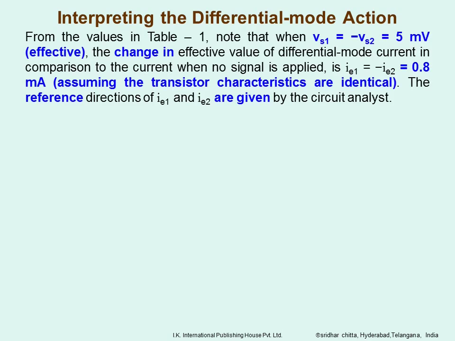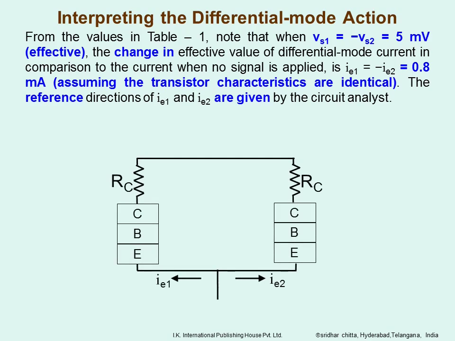From the values in table 1, note that when Vs1 is equal to minus Vs2 and equals 5 millivolts effective, the change in effective value of differential mode current in comparison to the current when no signal is applied is IE1 equals minus IE2 equal to 0.8 milliamps, assuming the transistor characteristics are identical. The reference directions of IE1 and IE2 are given by the circuit analyst.